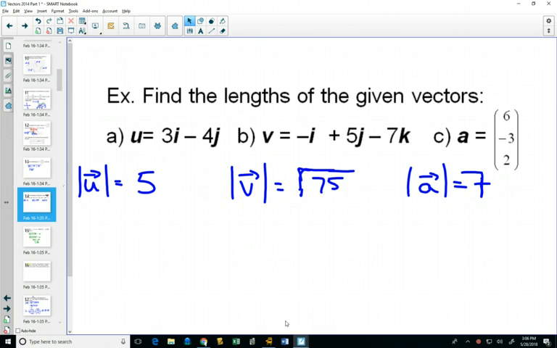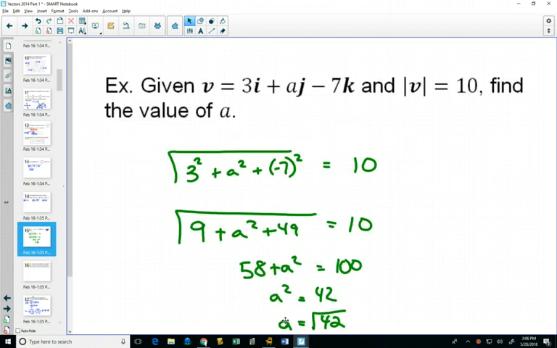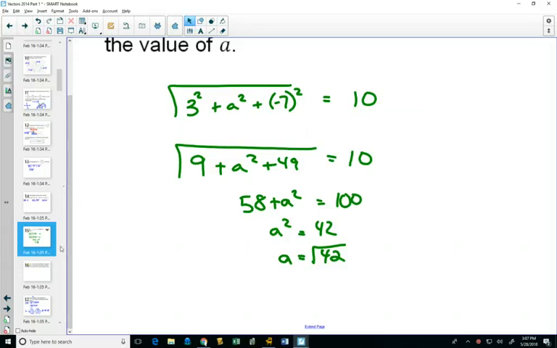Okay, some of you are already working on the next one, which is great. How do you figure this out? You square both sides. Finish it. Is it plus or minus? It is plus or minus. Should have the values in the question, right?